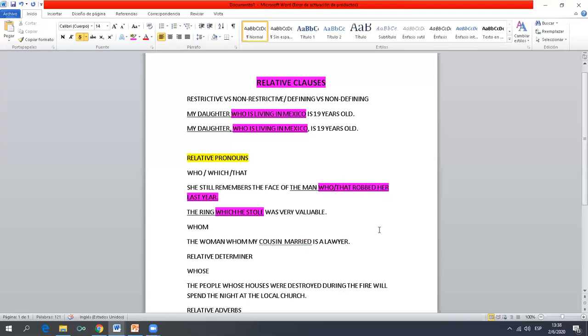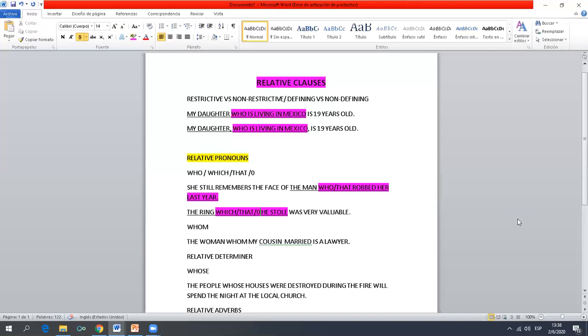She still remembers the face of the man that robbed her, or the ring that he stole was very valuable. Now, what about the omission? I'll use a 0 here. Is it possible to say the ring he stole was very valuable? What do you think? The ring he stole was very valuable. Yes, of course, this is a possibility in this example.